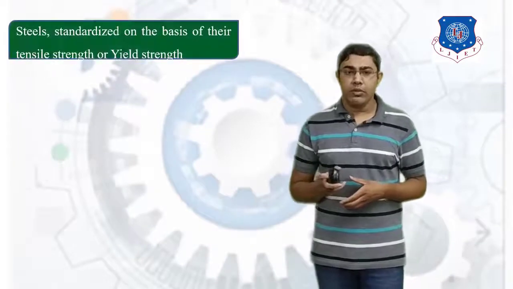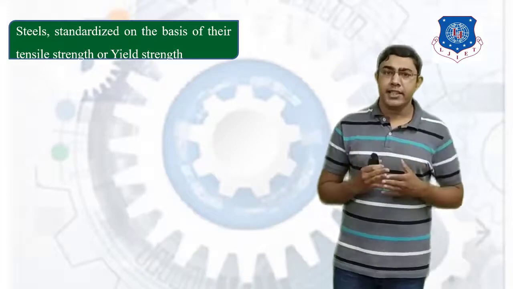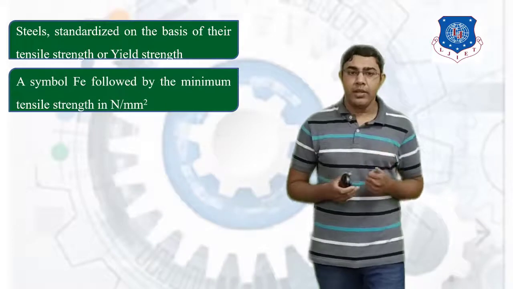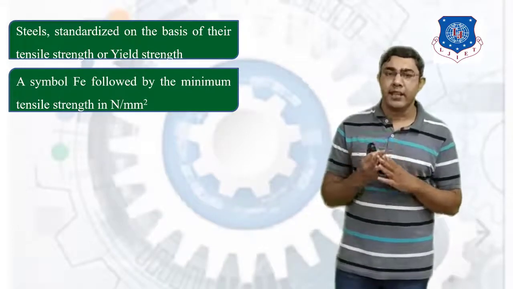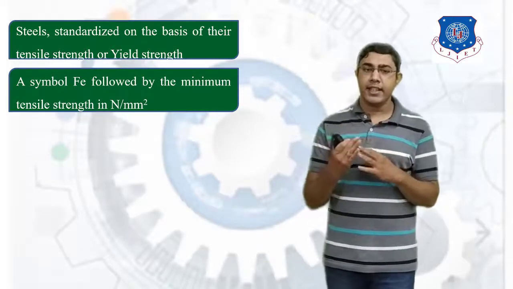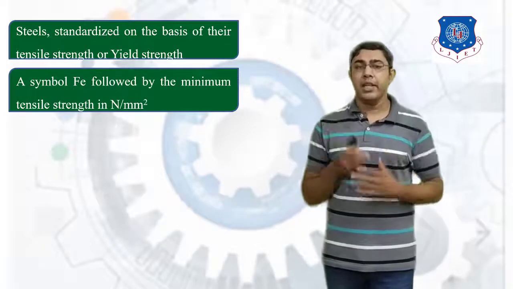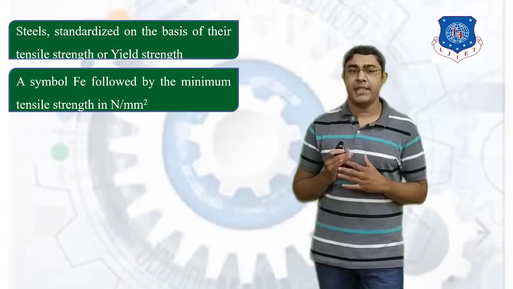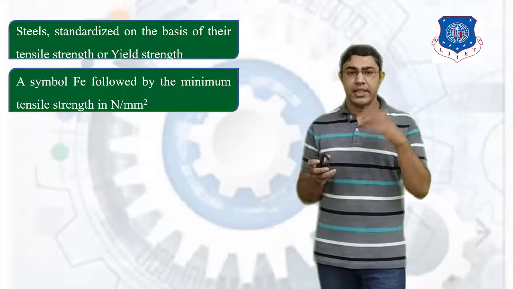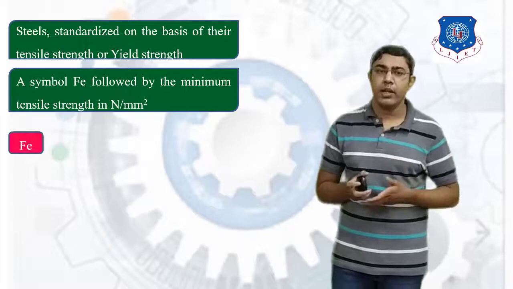So how is it designated? Steel is standardized on the basis of its tensile strength or yield strength. One method is a symbol Fe followed by the minimum tensile strength in Newton per mm square. Let's see how the steel is designated according to the minimum tensile strength in Newton per mm square.